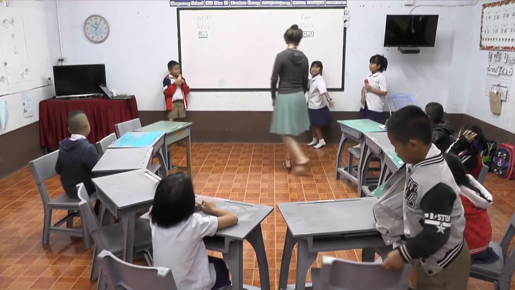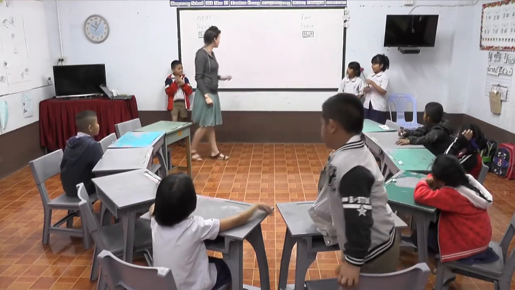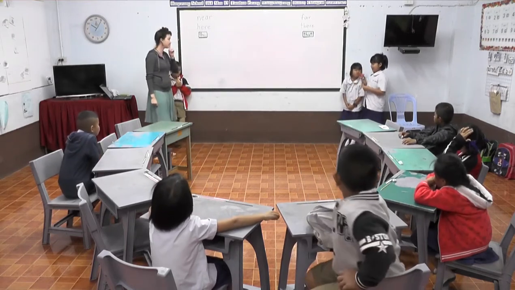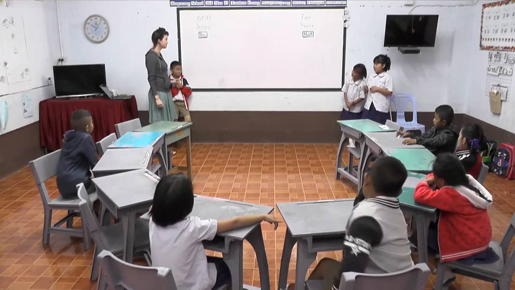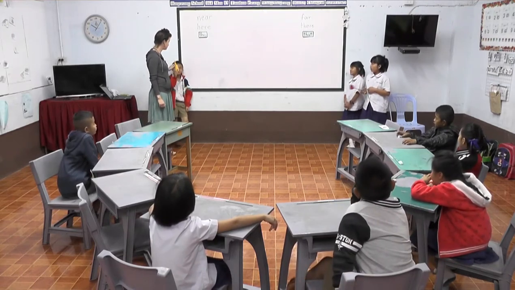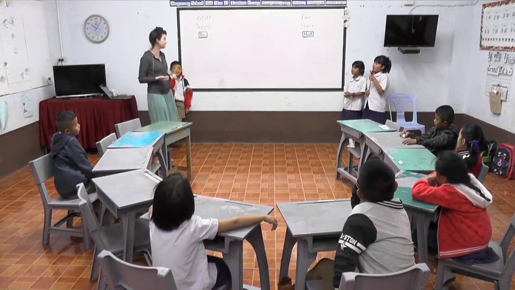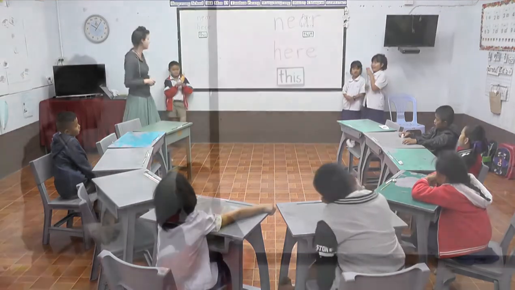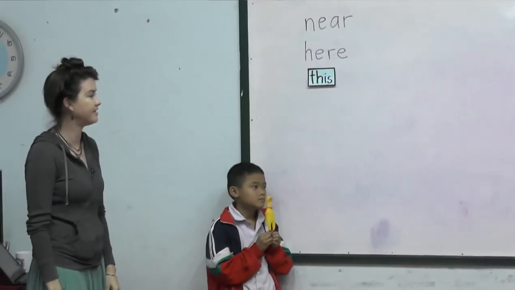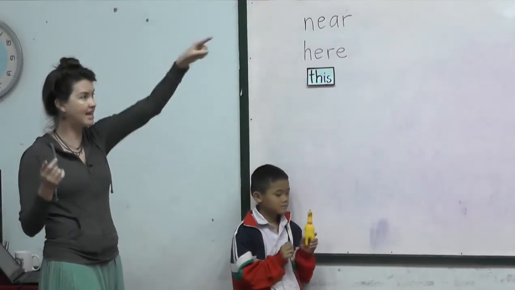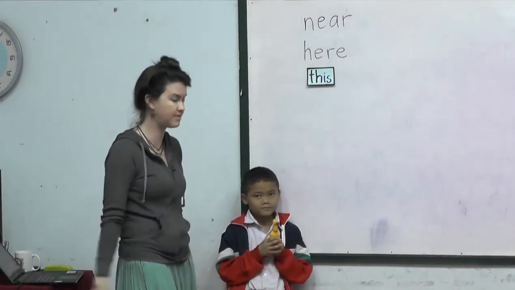This flower. Don't squeeze him. Keep him quiet. Why does she say this flower? Near. She's near. Good. How would you talk about the chicken? That chicken. Why is it that chicken? Because he's far.